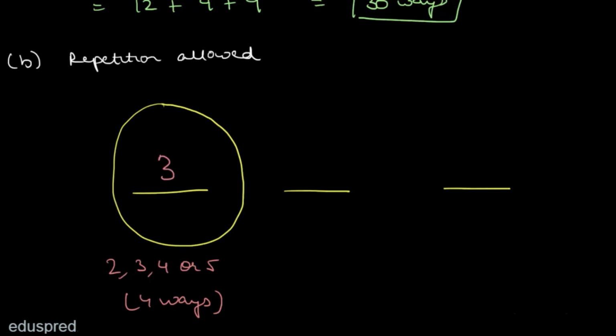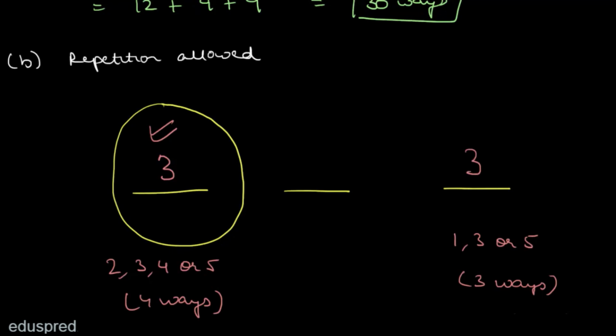Now let's satisfy the condition number 1. So according to condition number 1, the number should be odd. So that means the third slot can be filled with 1, 3 or 5. Now because the repetition is allowed, it means that even if we have used the number 3 here, we can still use it here. So that means there are 3 ways to fill this third slot. And for the sake of example, let's say we are filling this with 3 only. So these are the 2 conditions that we wanted to satisfy.